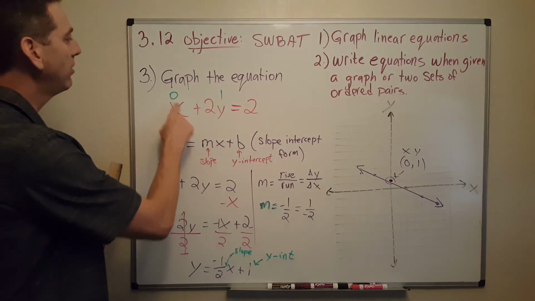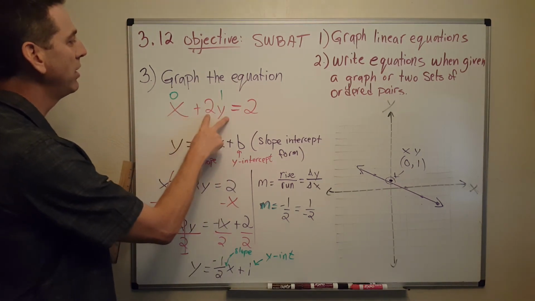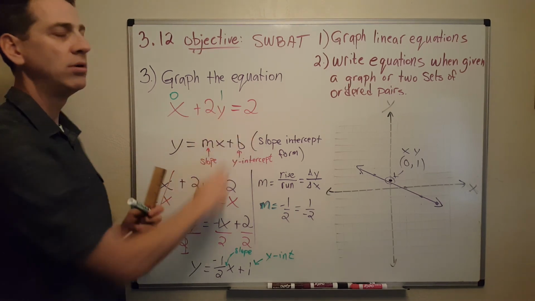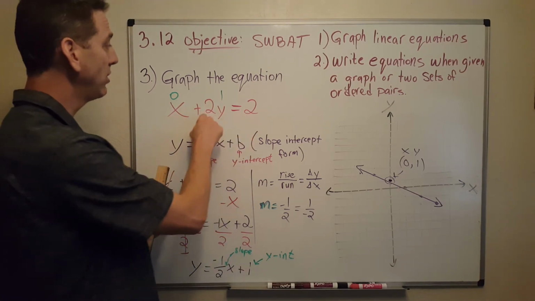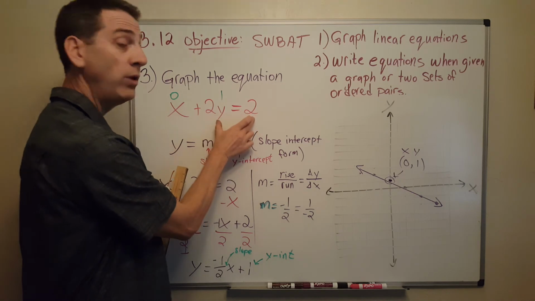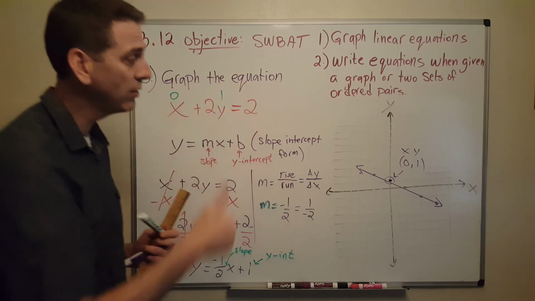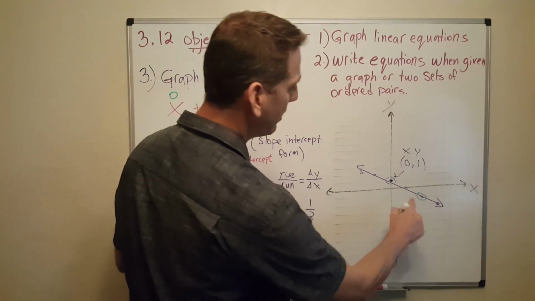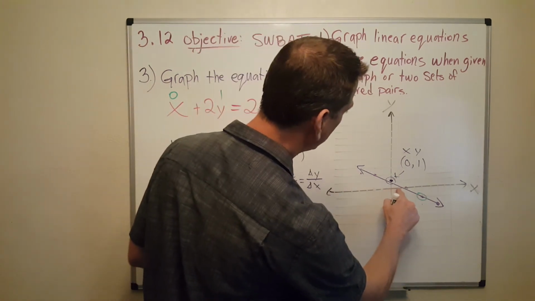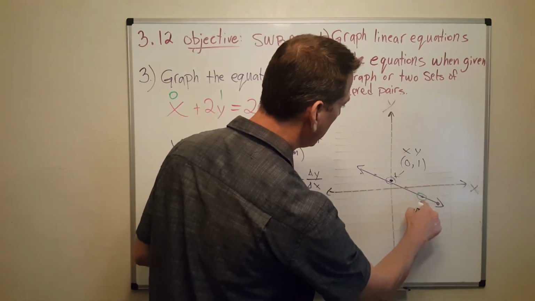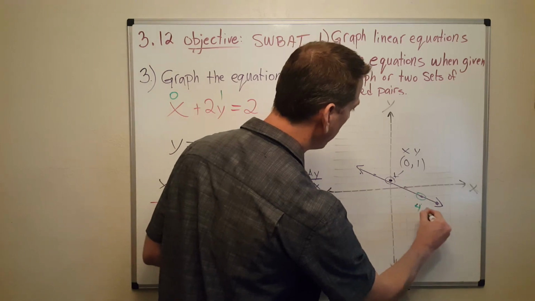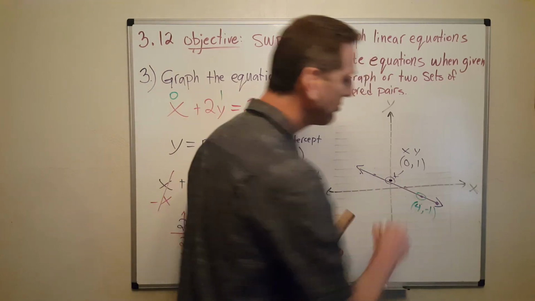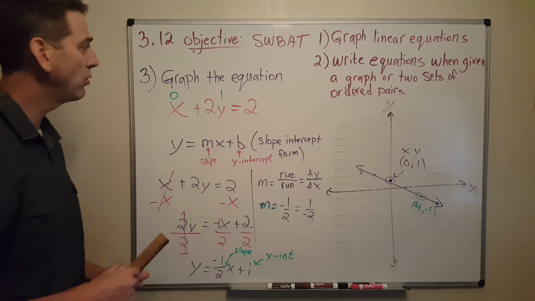Okay, so I got 0 plus 2 times 1 equals 2. That's a true statement, right? 2 times 1 is 2, and 2 equals 2. True statement. How about this one right here? That is what? 1, 2, 3, 4, down 1, so that's 4, negative 1. That's also a solution to this equation.